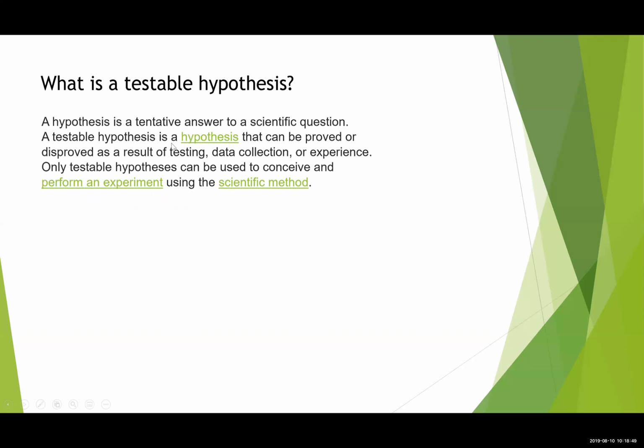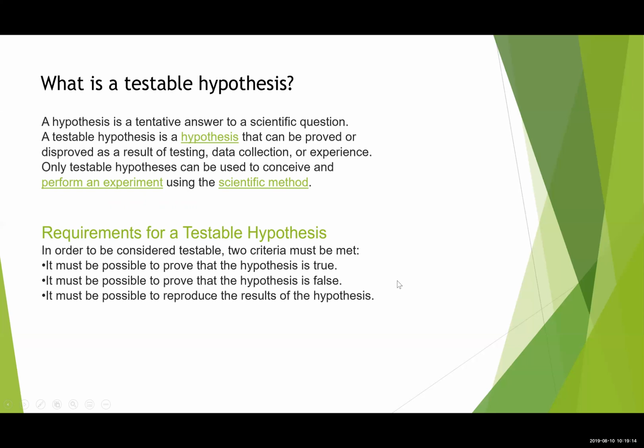A testable hypothesis is a hypothesis that can be, this should say, really supported or not supported instead of proved or disproved as a result of testing, data collection, or experience. Okay, so it could come out as supported or not supported, right? Only testable hypotheses can be used to conceive and perform an experiment using scientific method. So what does a hypothesis need to be testable?